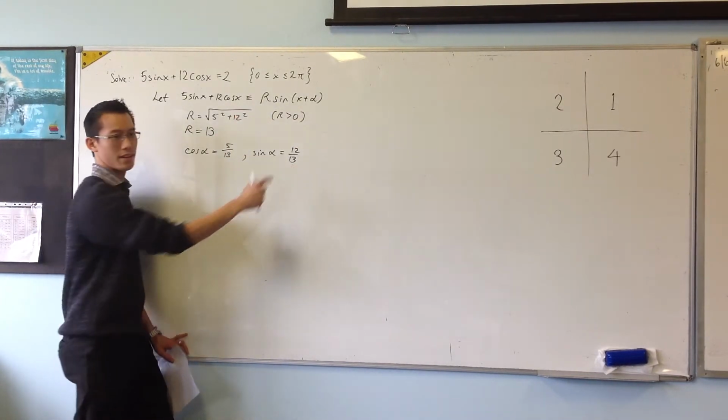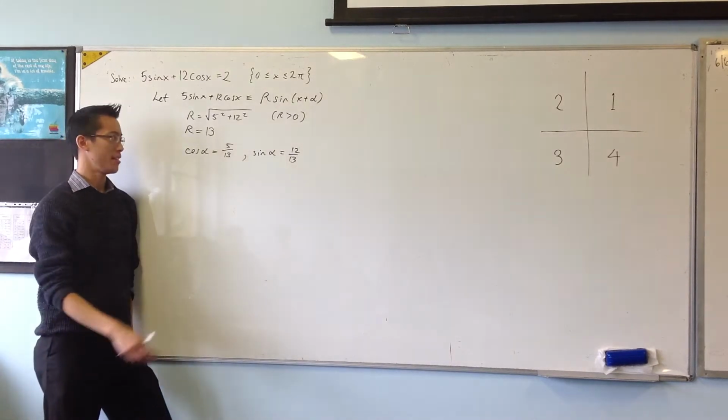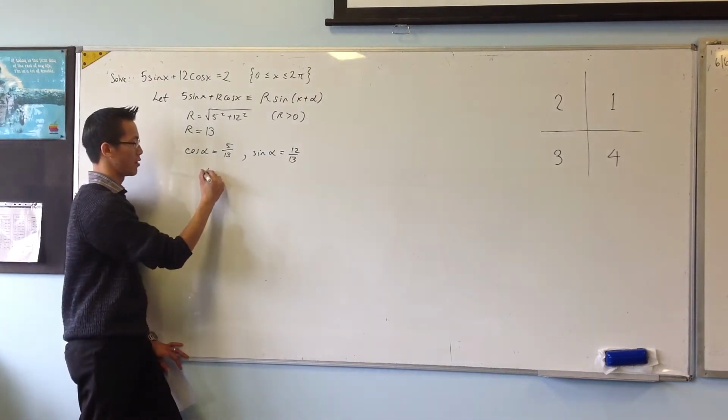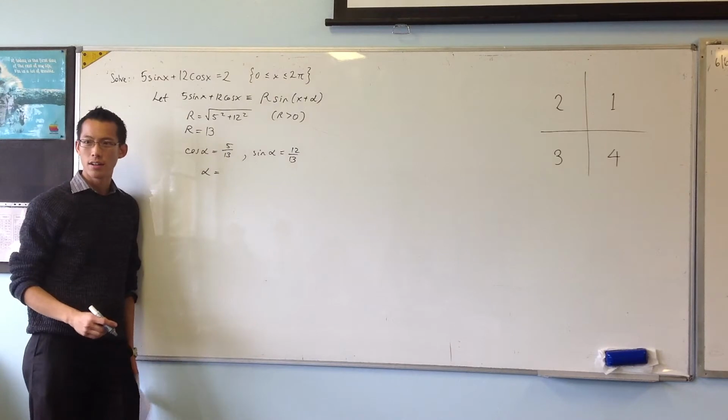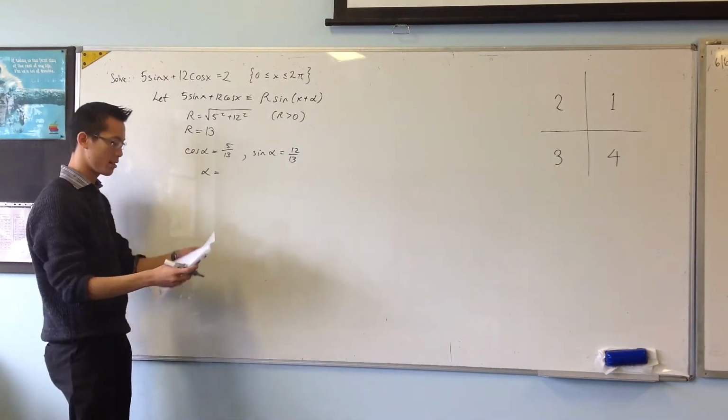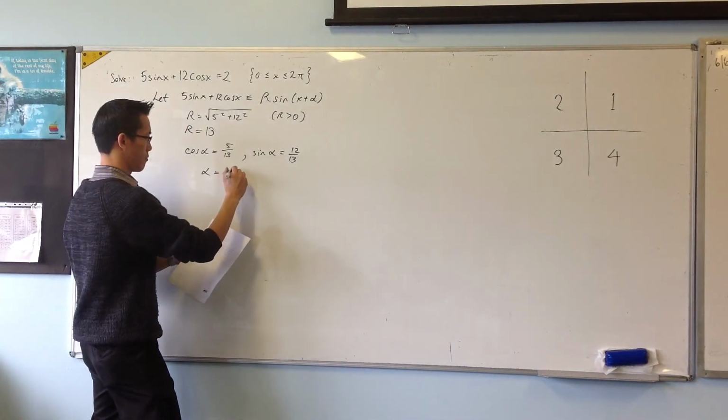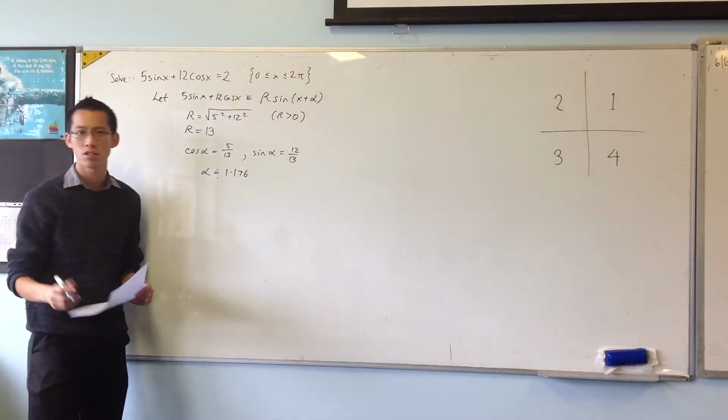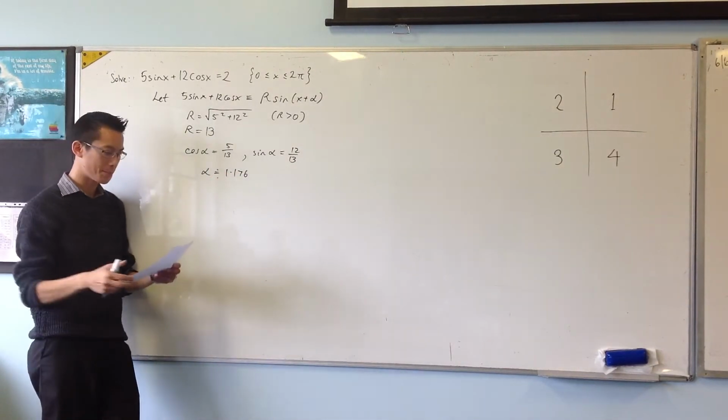Now, even though they're nice numbers, the number you're going to get out is not an exact value. So what do you get for alpha? Let's just go 3 decimal places in radians. I think what I've got is 1.176, approximately. Can someone just double check that on a calculator? Make sure. Yeah. Okay, great.